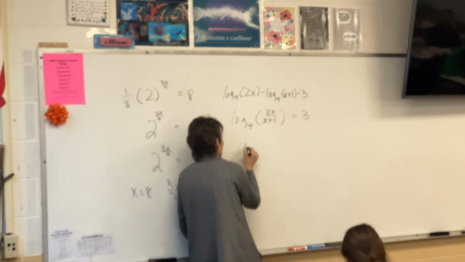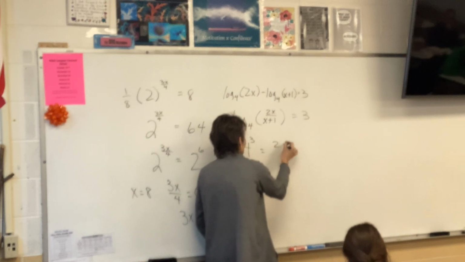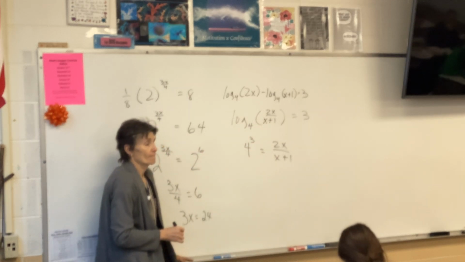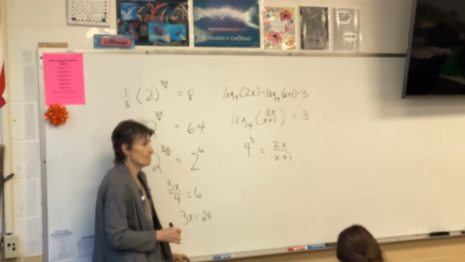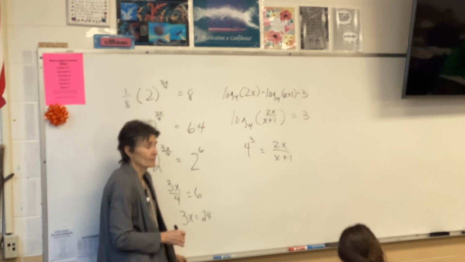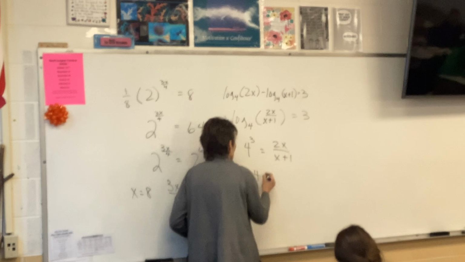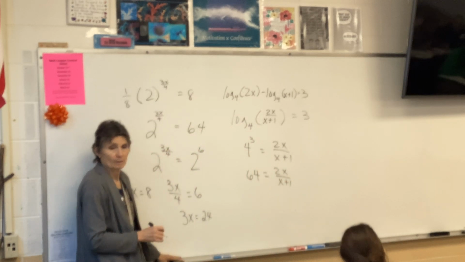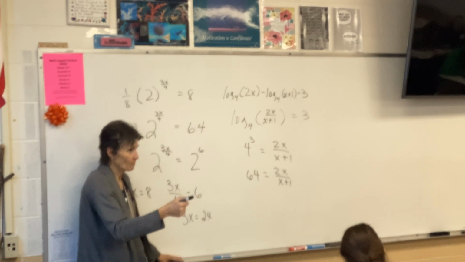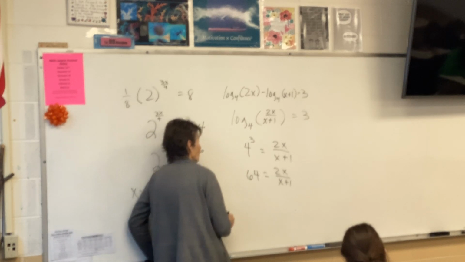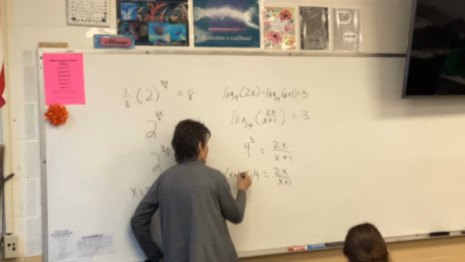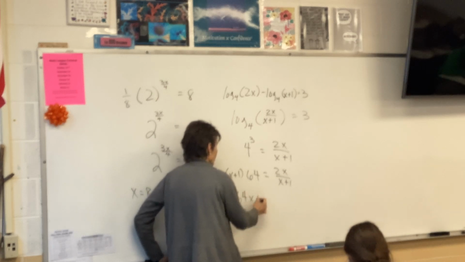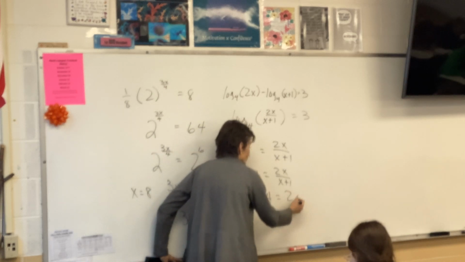Loop-de-loop. So 4 to the third equals 2x over x plus 1. 4 times 4 times 4. 64 equals 2x over x plus 1. How are you going to solve that? Multiply by x plus 1. Now when you multiply by x plus 1, you guys, that's going to be a distribute. So 64x plus 64 equals 2x.